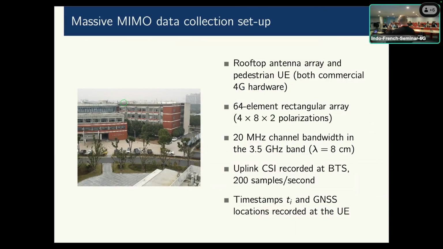We measured the uplink CSI continuously at 200 samples per second. The base station is fixed, and the user is mobile in this campus environment. We are also collecting GNSS location just to get some ground truth, right?